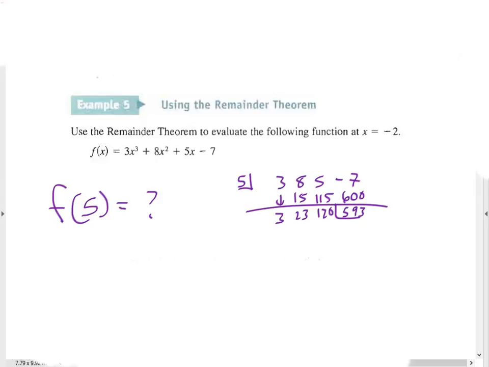And now if you're doing it the other way, you have to raise 5 to the third power and multiply that number times 3. That's not hard. My way's better! No, I'm joking. Go remainder theorem!